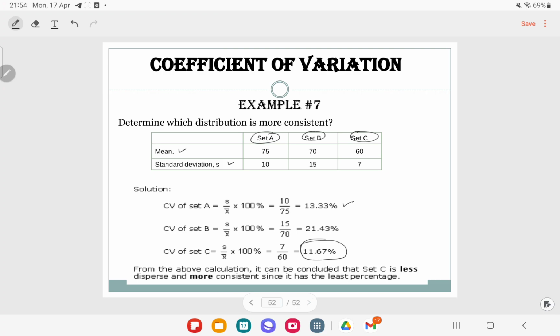Okay, so by that we have finished the measure of dispersion. Thank you.